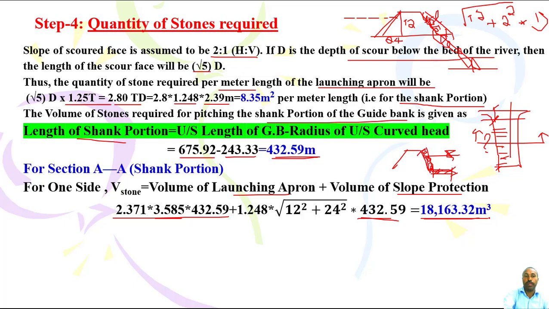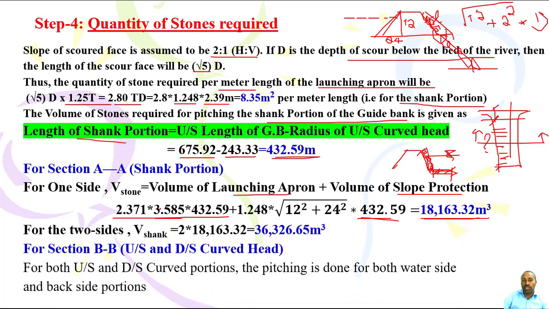So the volume for one side of the shank portion will be 18,163.332 cubic meters. Then for the two sides, you multiply by 2 because you have the same on both sides. If you multiply, 36,326.65 will be the answer. So 2 times for one side.